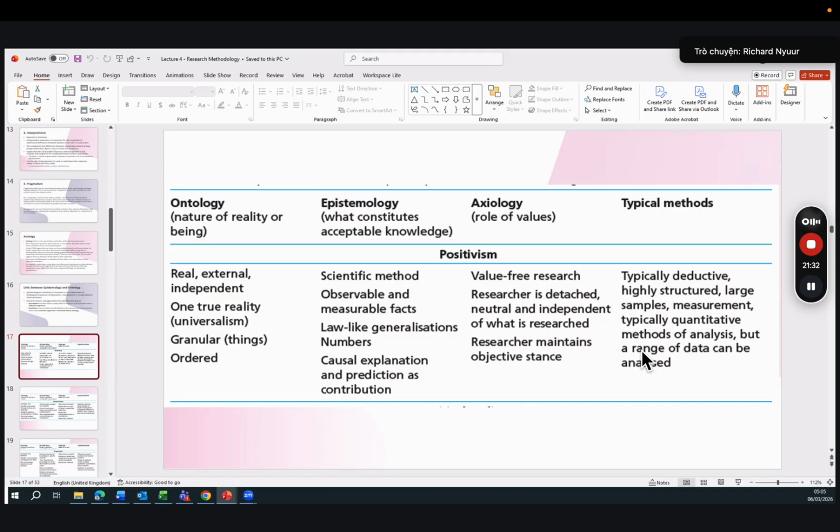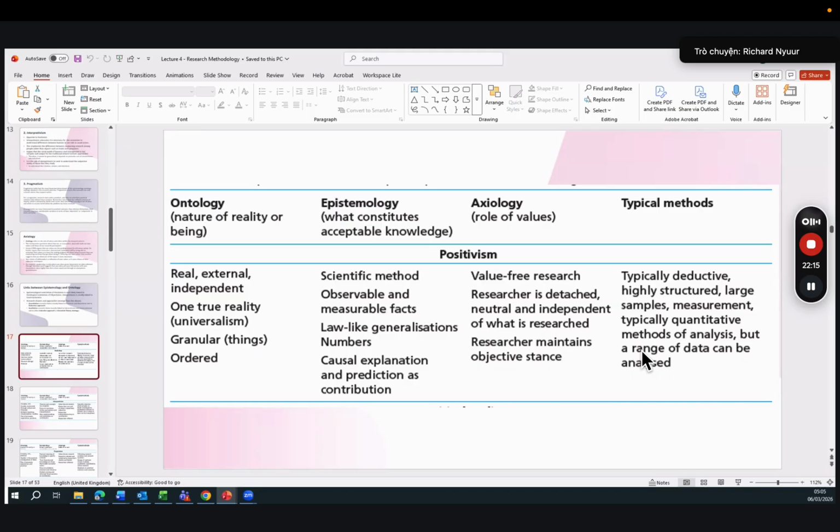In terms of axiology, it is more about the values of the researcher. So if you're pursuing the natural sciences approach, where reality is considered to be true, that is universal, applicable everywhere, then it means that there is no personal value of the researcher attached to it, and therefore it is value free. The researcher is detached or neutral to the phenomenon.